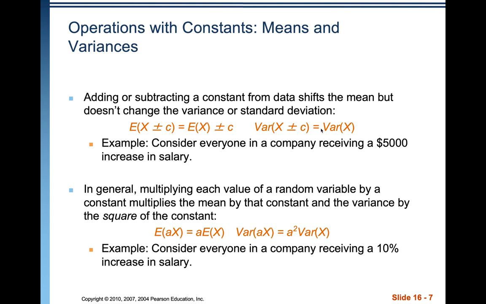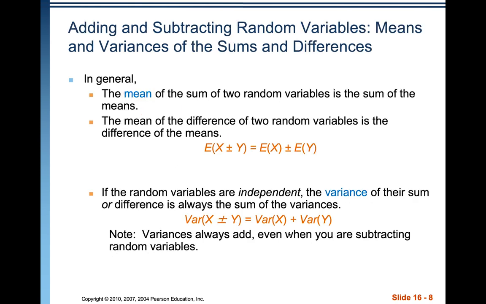In general, if we multiply each value by a constant, then you multiply the mean value by that constant, and you multiply the variance by the constant squared, so that when you take the square root, the standard deviation is equal to the constant times the original standard deviation. So consider if the company decides, instead of giving everybody $5,000 across the board, they're going to increase everybody's salary by 10%.